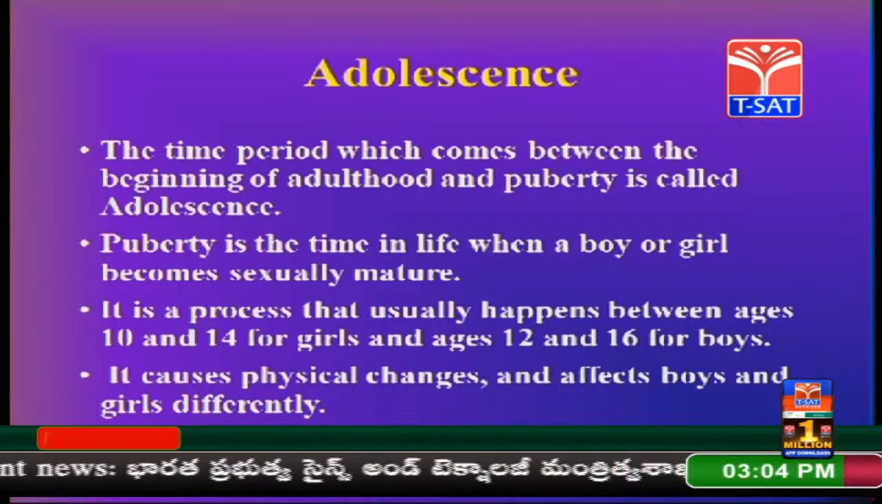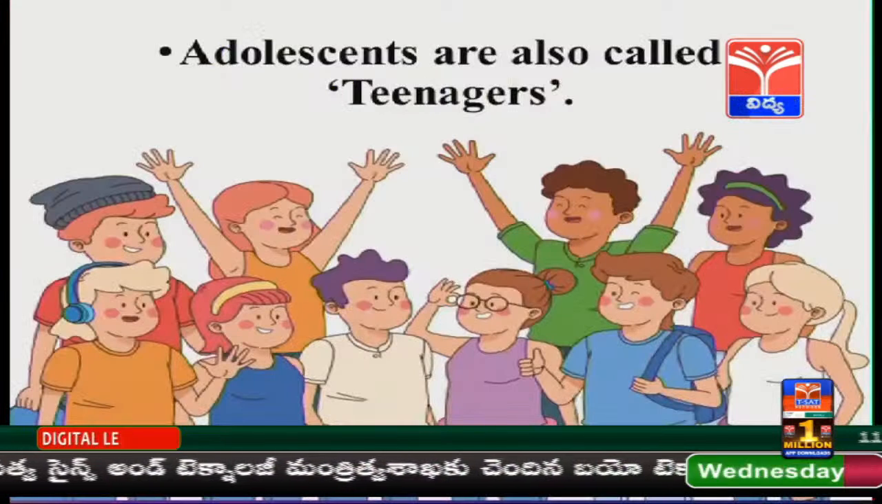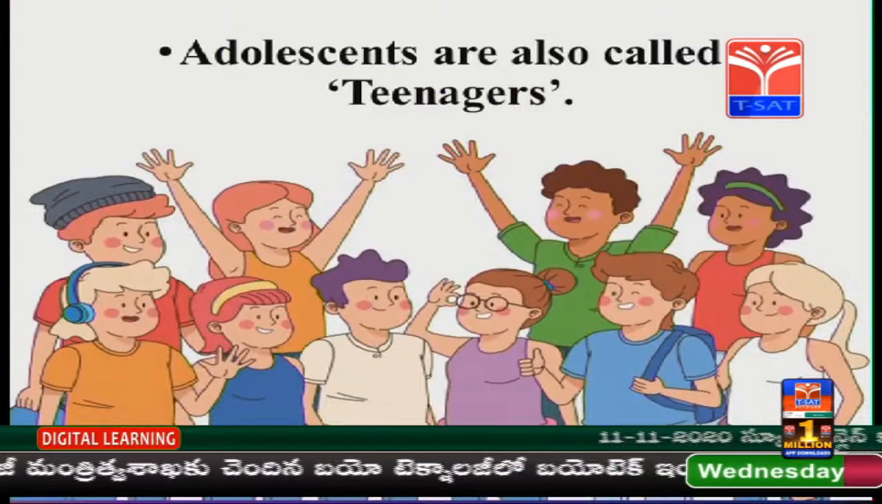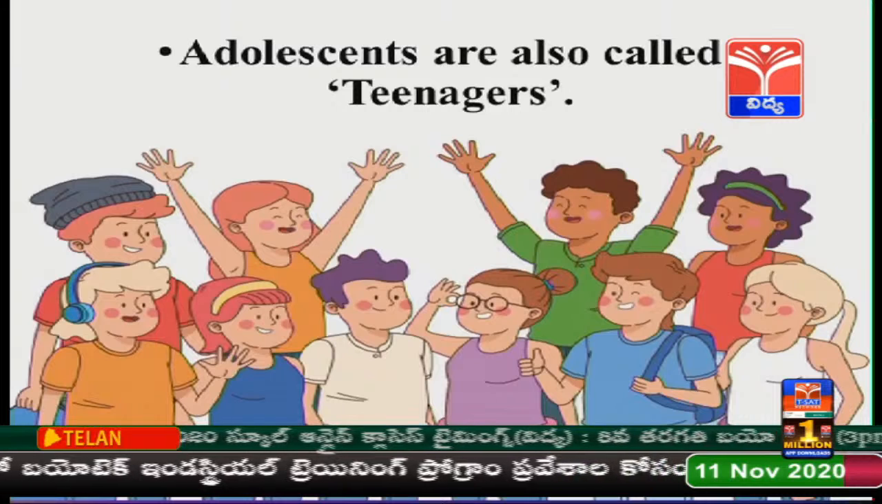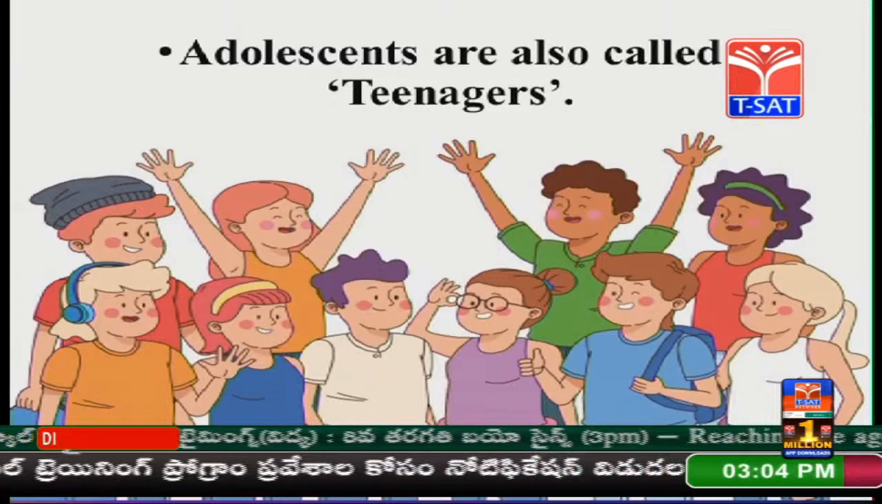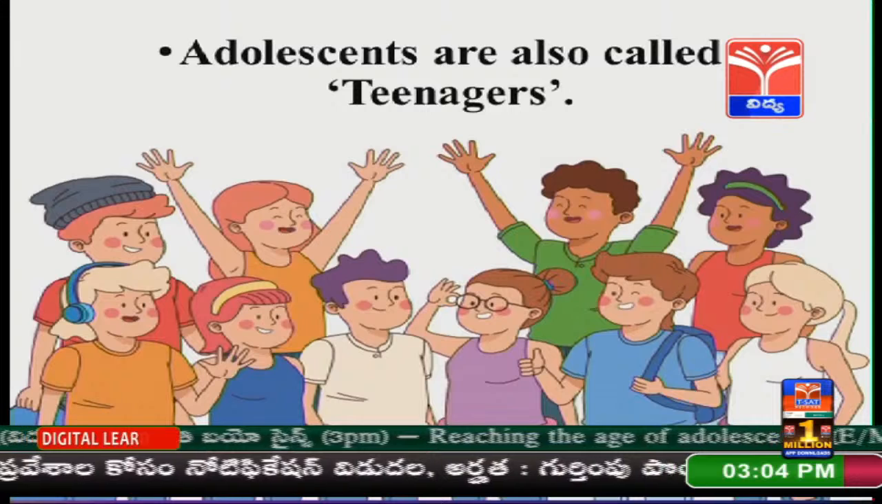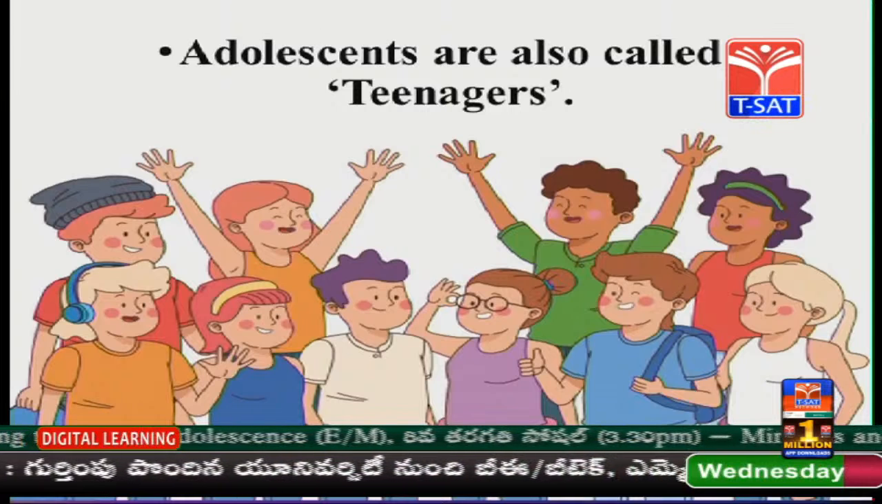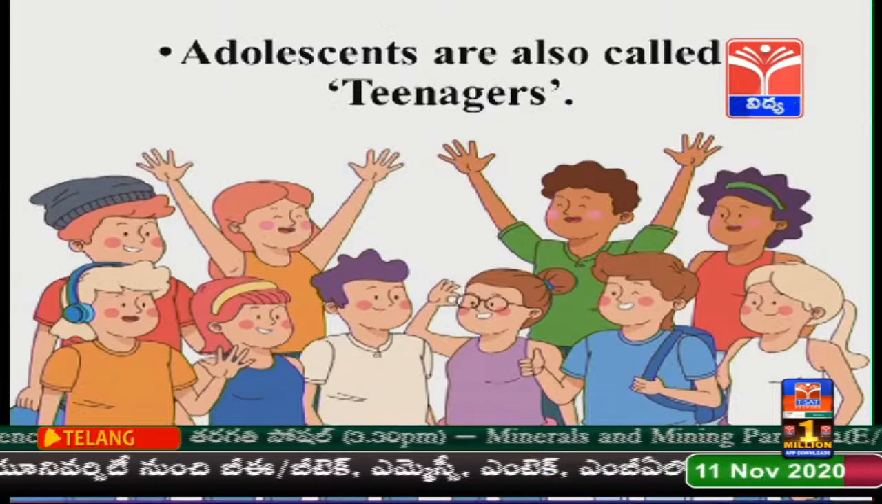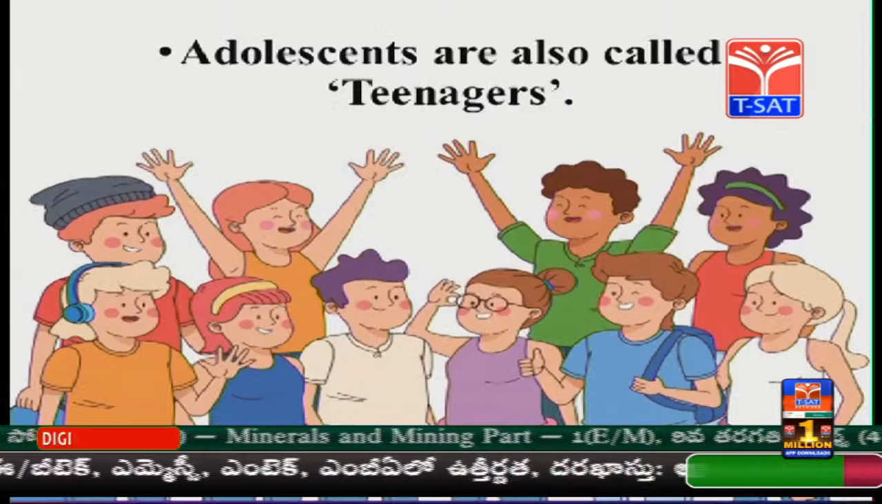So, now you all are called teenagers. Adolescents are also called teenagers. From 11 to 19 years, the child is between 11 and 19 years, they all are called teenagers or adolescents. So, I was asking you some questions.